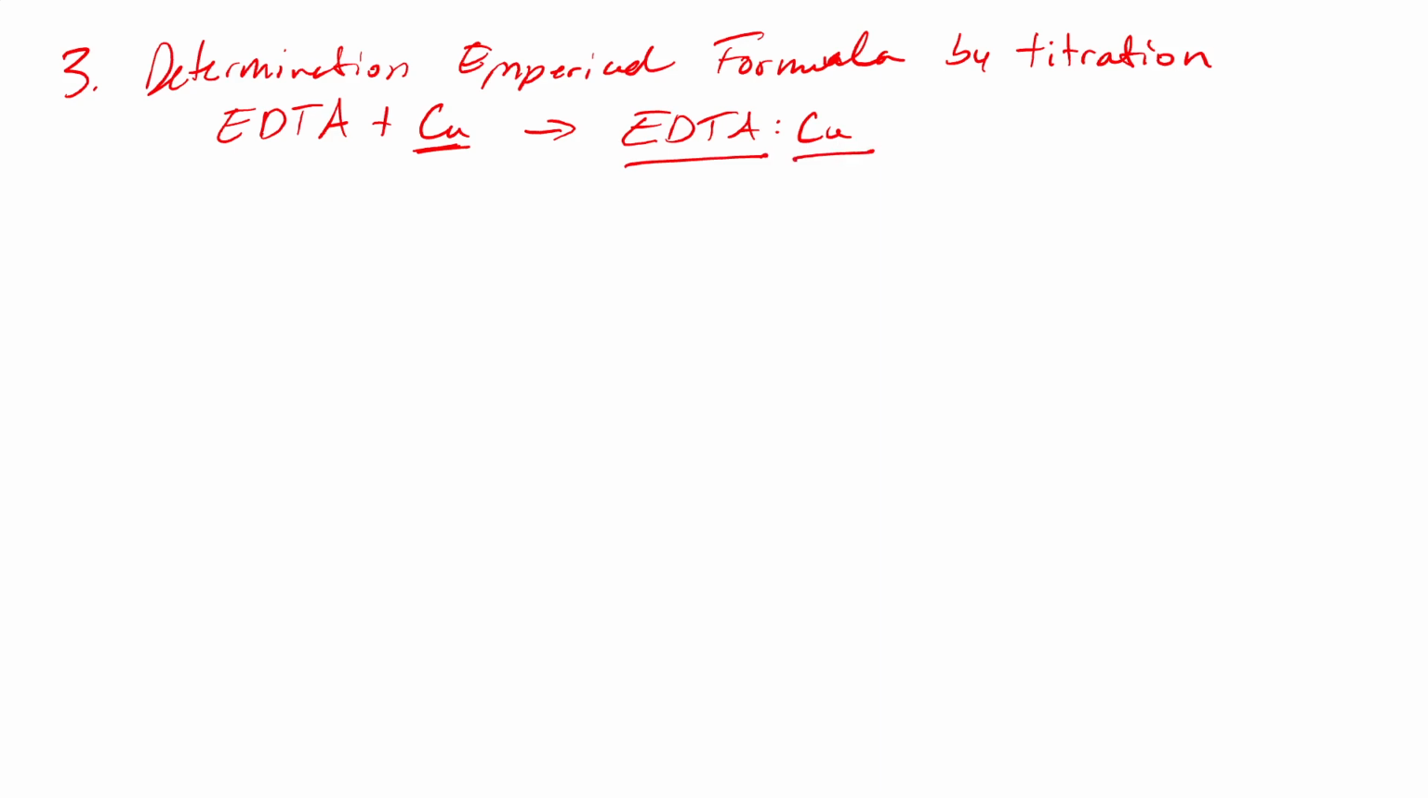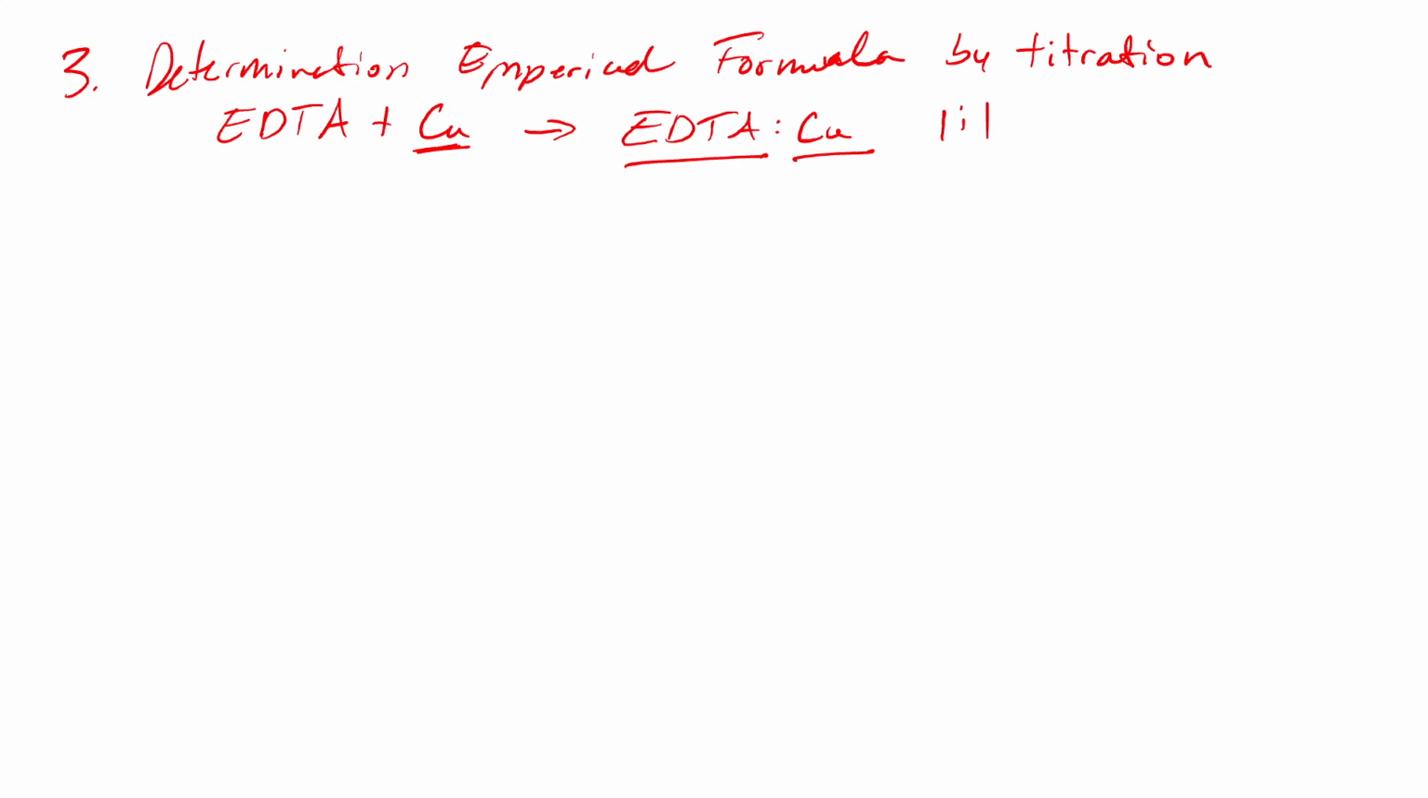And so EDTA is this molecule that has 4 arms on it. That's why it's tetraacetic acid. And these 4 arms will actually grab onto any metal. So in this case, it's copper, and it will hold a single copper atom in its 4 arms, right? So that means we have a 1 to 1 mole ratio.